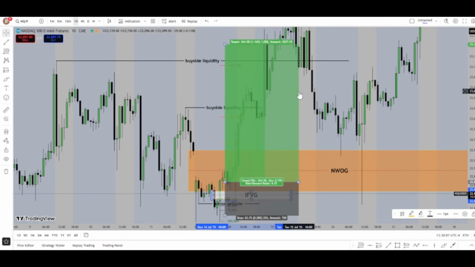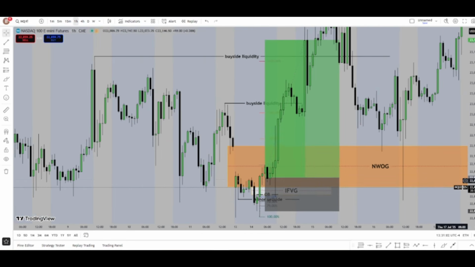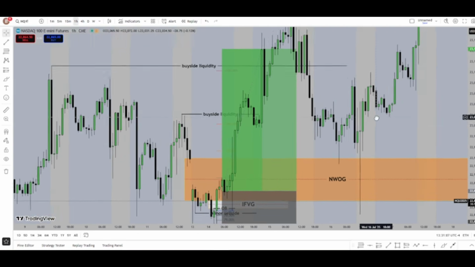Remember, backtest, journal, and stay patient, because once you see it for yourself, the Silver Bullet will become the most powerful weapon in your trading arsenal.